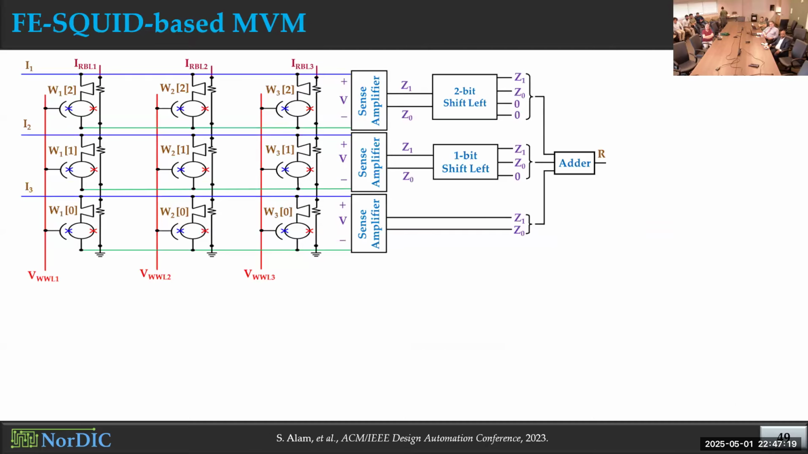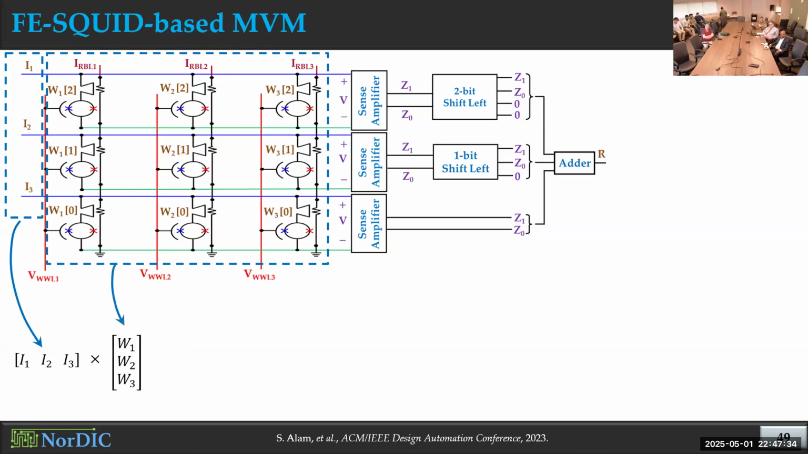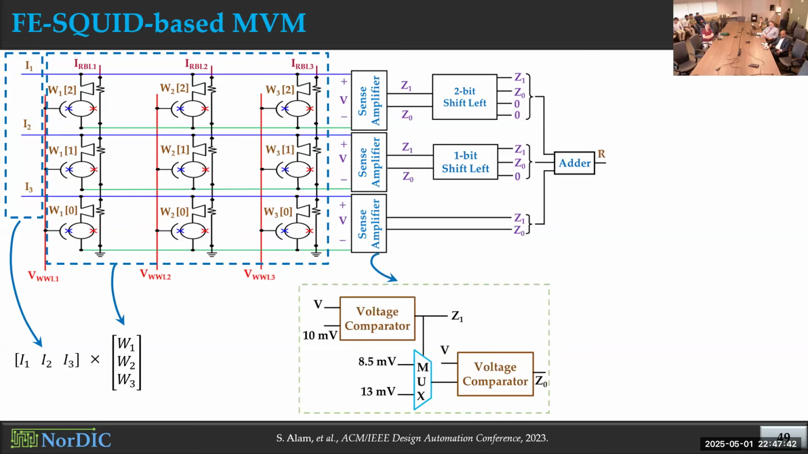So we use this FSQ-based memory system to perform this matrix vector multiplication, which is again the most frequently performed operation in any machine learning algorithm. We represented the input matrix with different levels of read currents that we apply to the rows of this memory array. And we represented the weight matrix by the memory state stored in the FSQ cells in each column. And then we designed this custom peripheral circuitry because based on these input and weight matrices, we get different levels of voltage in different rows of this memory array.